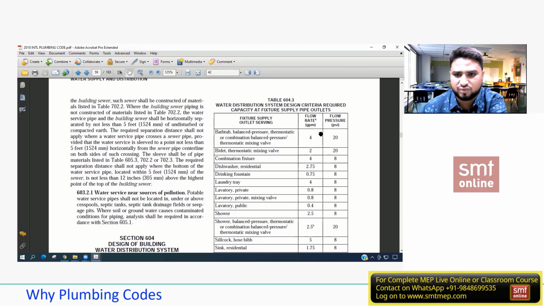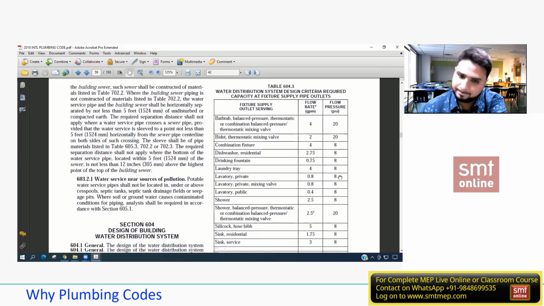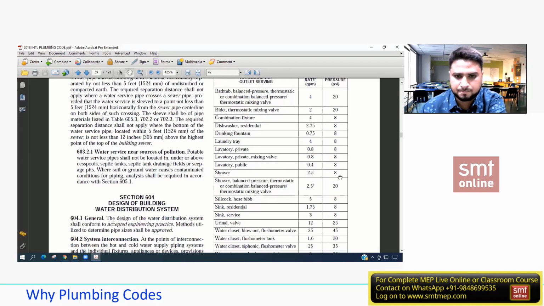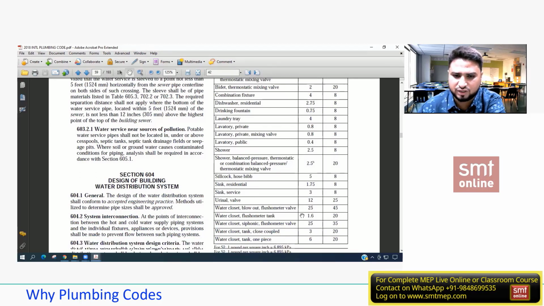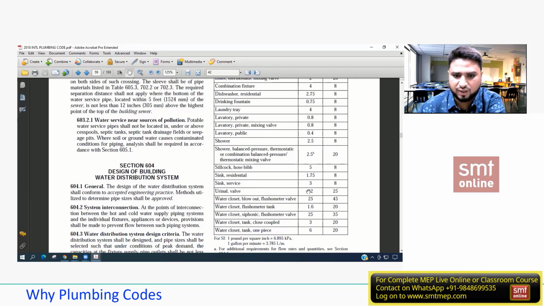Just one more example, like the drinking fountain. It requires 0.75 gallons of water, because it's water consumed directly by humans, and this again requires 8 psi. PSI stands for pounds per square inch. Then sink, residential sink, service sink, urinal valve, a number of things over here. So this is one thing I told you.